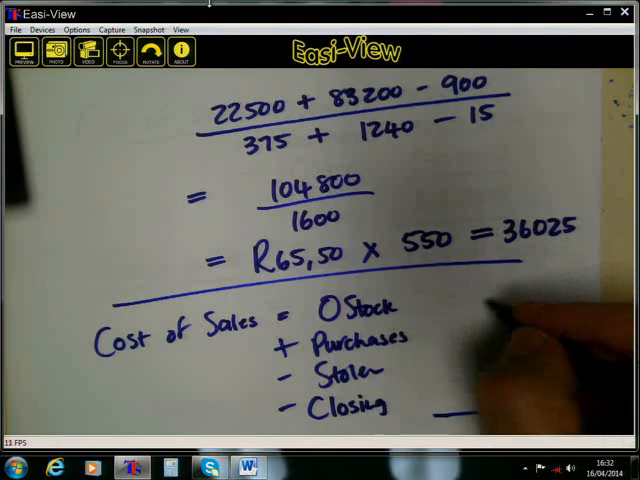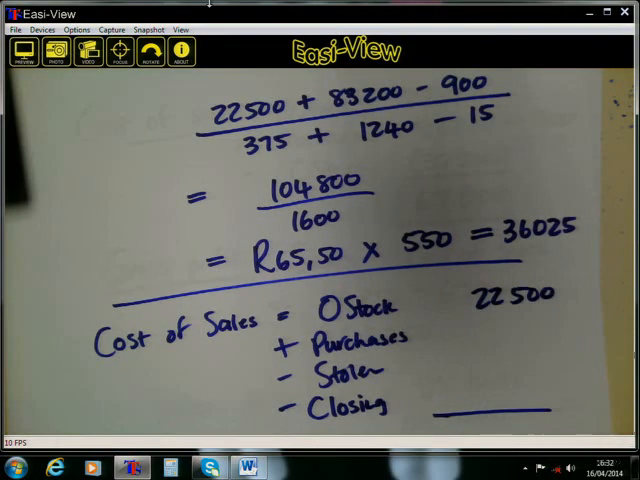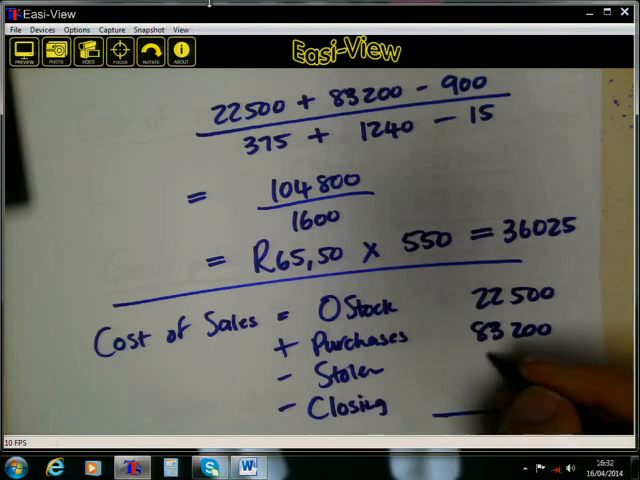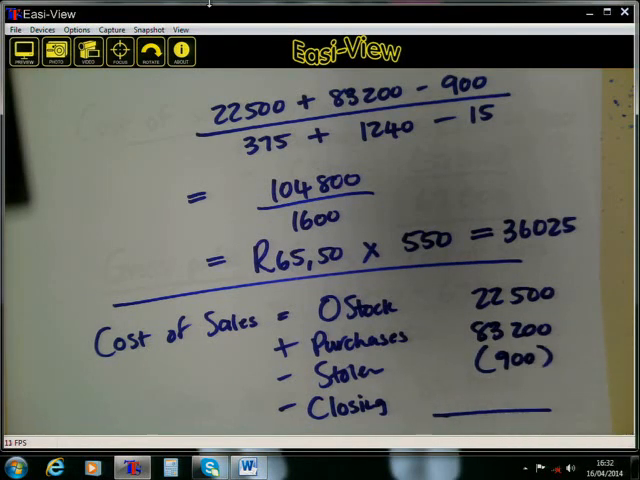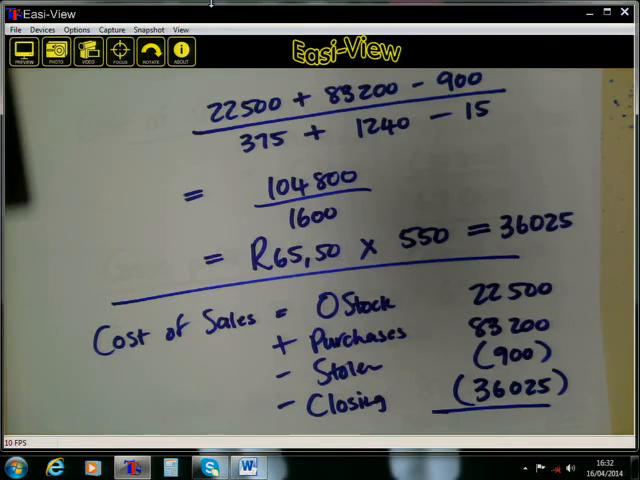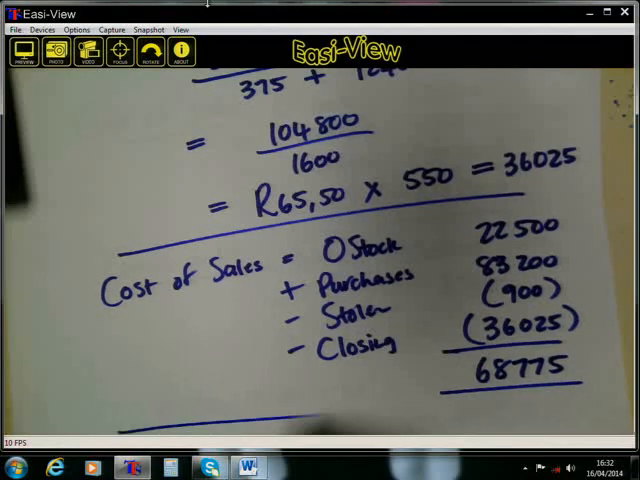Opening stock 22,500. Purchases 83,200. Stolen 900 in brackets. Closing stock 36,025. 22,500 plus 83,200 minus the 900 minus the 36,025 equals 68,775.